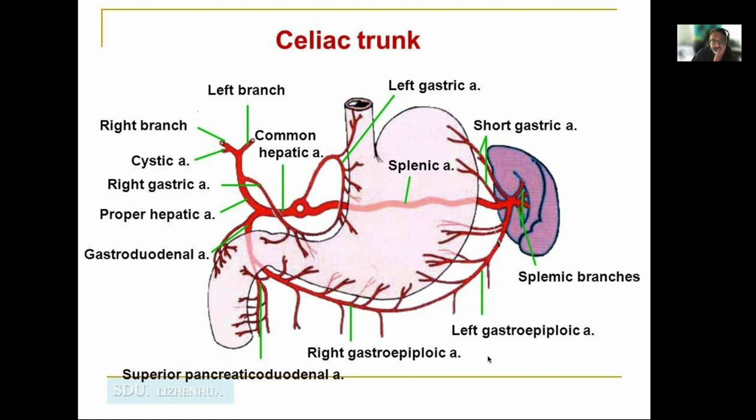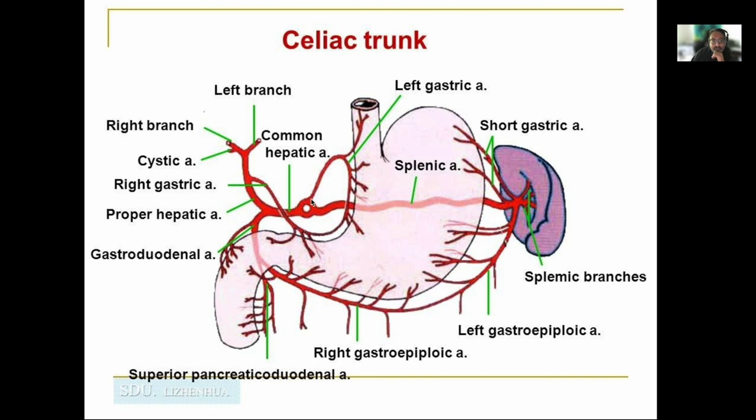Or gastroepiploic artery. So it sounds simple that way, but all these arteries come from a different branch. The left gastric artery comes straight from the celiac trunk. The right gastric artery comes from the common hepatic artery. The left gastroepiploic artery comes from the splenic artery. And the right gastroepiploic artery comes from the gastroduodenal artery, which is a branch of the common hepatic artery. So it is very confusing. I always forget this, and it is just one of those things with the celiac trunk.